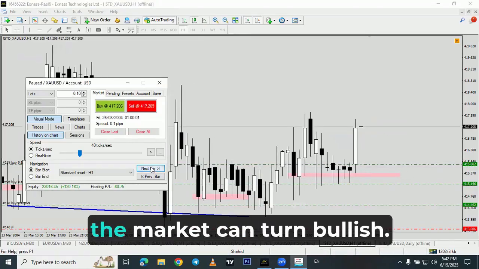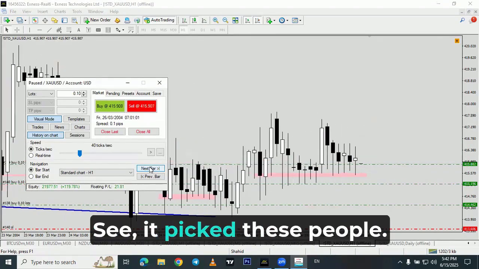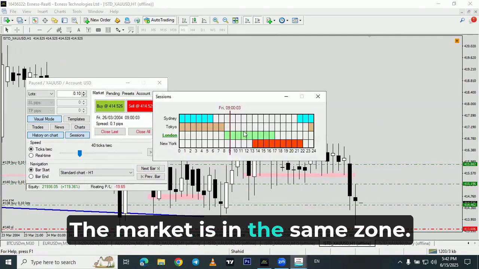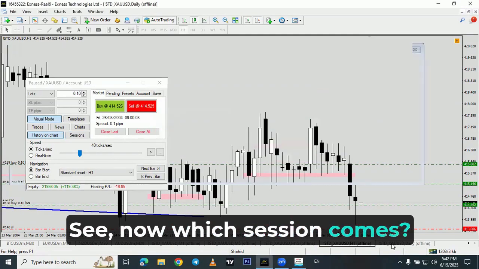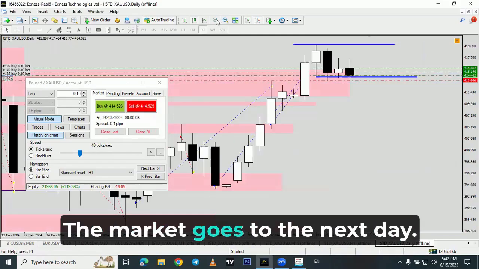After picking, the market can turn bullish. See, it picked these people. The market is in the same zone. See, now which session comes? Our entry goes to the next day. The market goes to the next day.